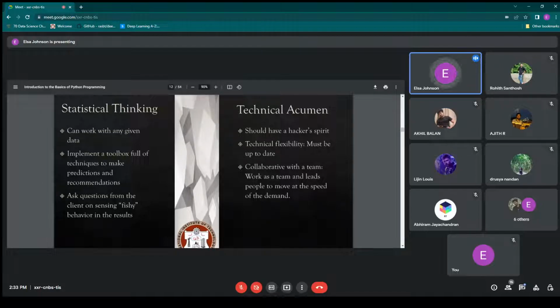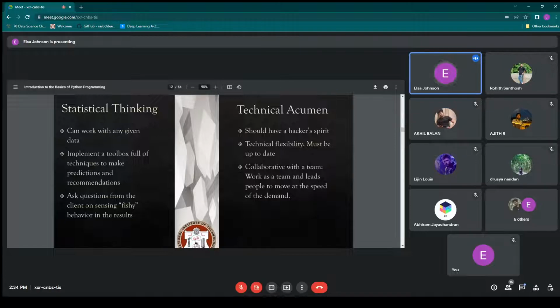And if you see some fishy behavior in the result, you should be able to ask questions. For example, if you are getting a set of data and you sense some anomaly in it, you should be able to see why that anomaly has happened. If your results are varying from the norm, you should be able to ask questions and find out the particular reason that has led to the change in data.